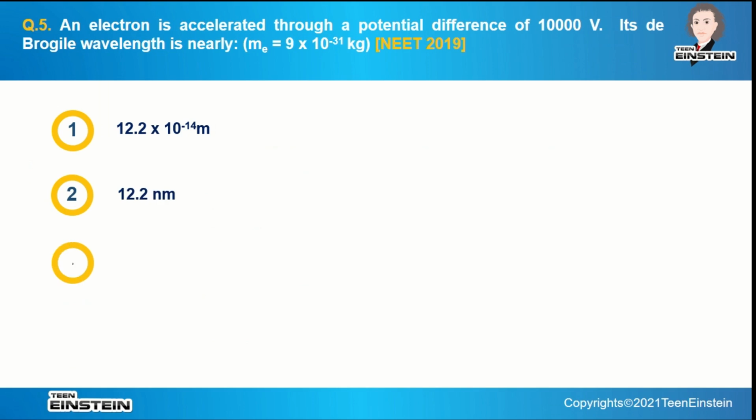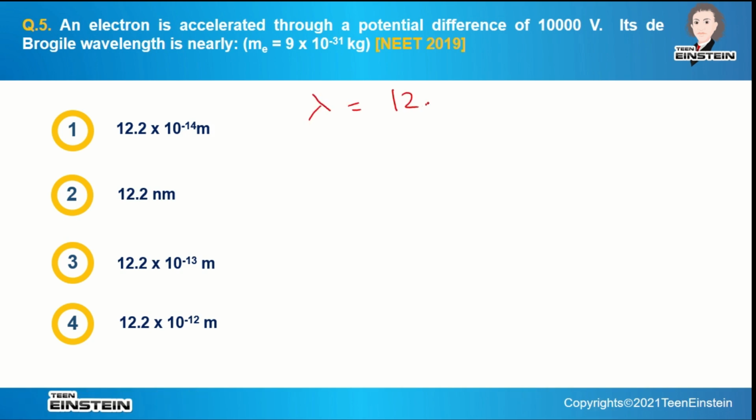Okay, so the next question is, an electron is accelerated through a potential difference of 10,000 volt. Its de Broglie wavelength is nearly. So they want us to calculate the de Broglie wavelength of an electron which is accelerated through a potential difference of 10,000 volt. So it's a very simple problem. You have to just substitute in this formula.